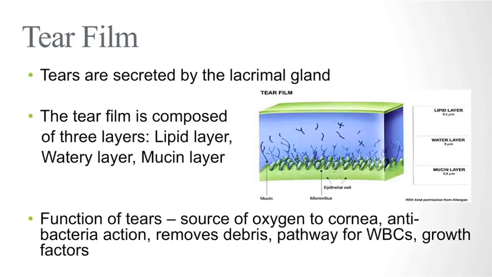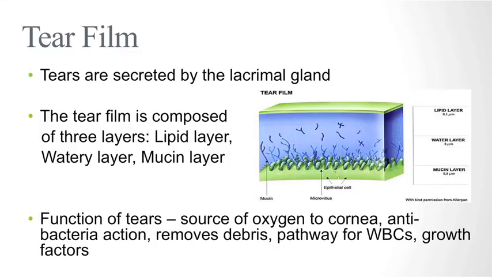Tears are secreted by the lacrimal gland. The tear film is composed of 3 layers: lipid layer, which inhibits evaporation of the underlying watery layer; watery layer, containing the lysozyme, immunoglobulin, and beta-lysin, and is the defense against the invading organisms; mucin layer, wets the microvilli of the corneal epithelium.